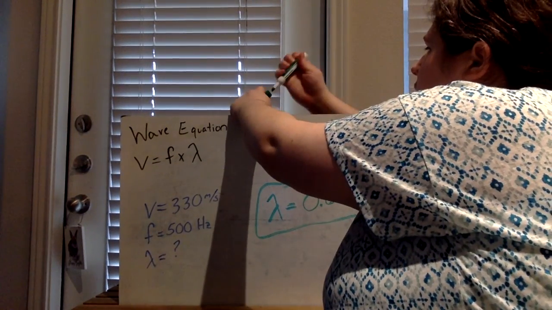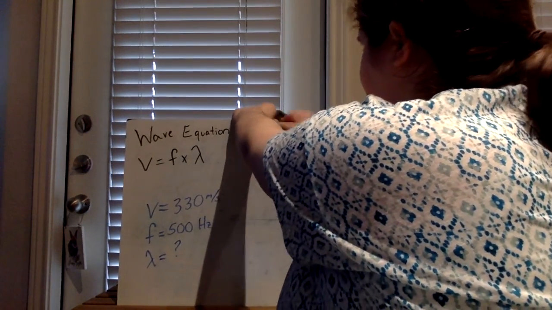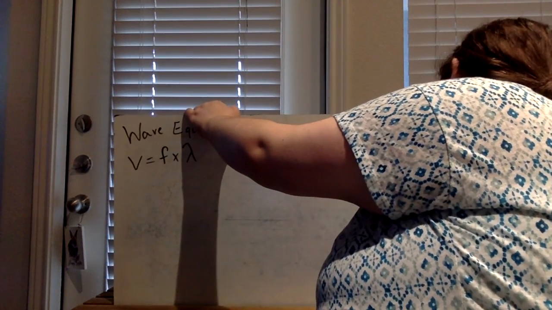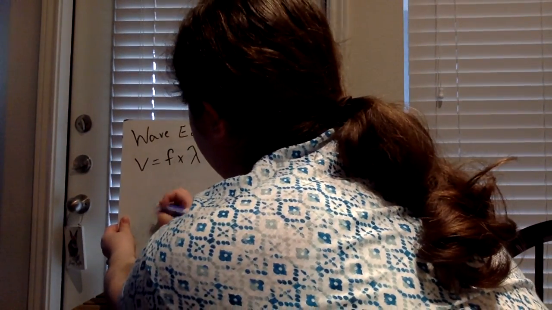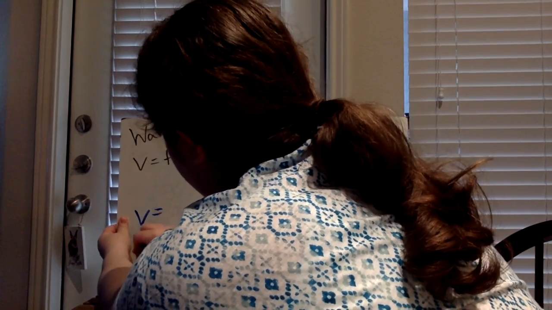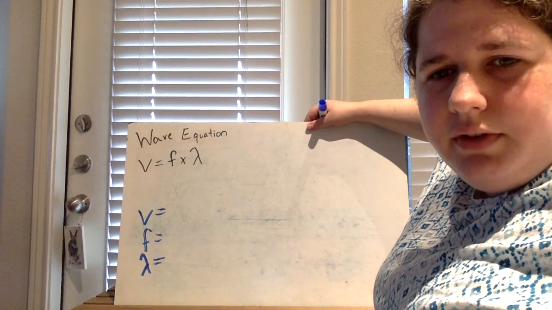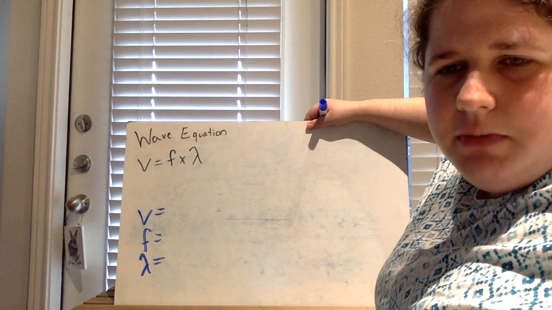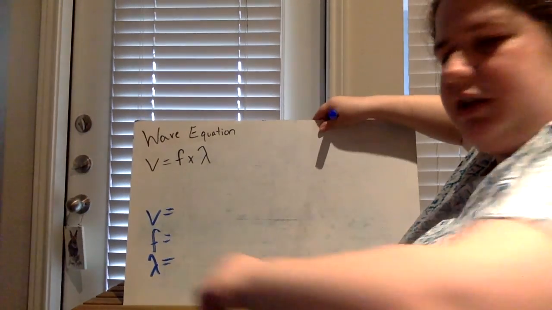Okay, let's do one more. Let's see how to solve for the frequency. Let's go ahead and save some time, write this down. All right, let's do problem number 3. A wave at sea travels with a velocity of 25 meters per second. If it has a wavelength of 10 meters, what is its frequency? All right, so it tells me the velocity is 25 meters per second.